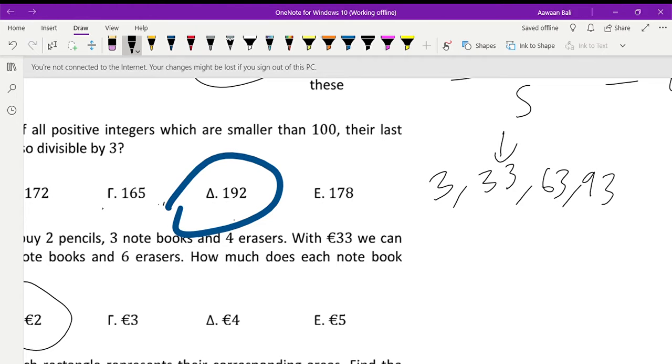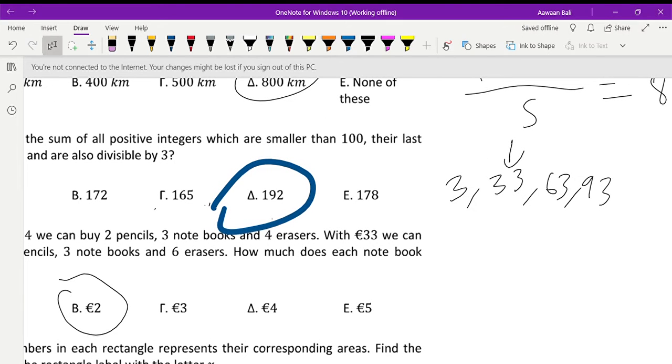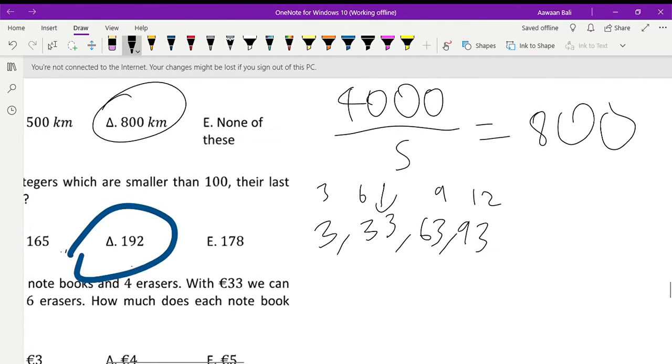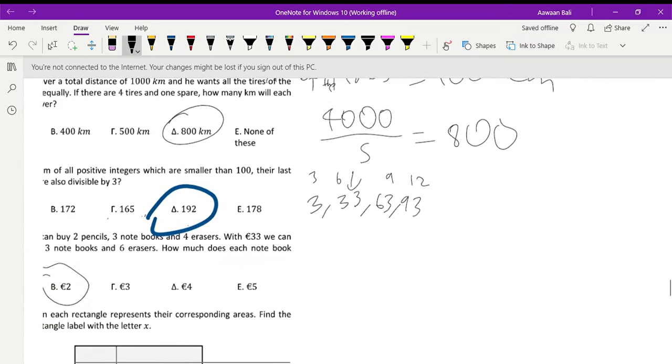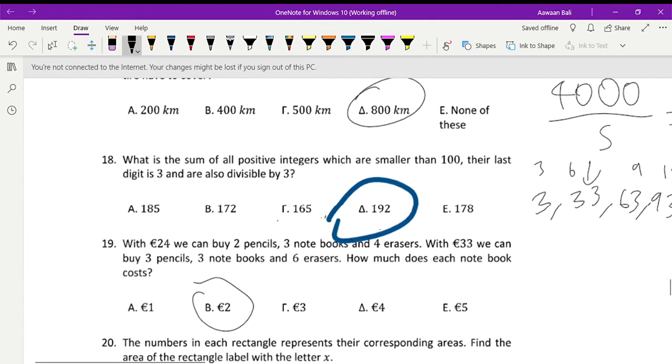Then basically you have to find a pattern between them. So then you have 63 and 93. And since every number which is divisible by 3, the sum of its digits is divisible by 3, we can check 3, 6, 9, 12. These are the sums and they're all divisible by 3, so we know that these are the options. So we can just do 93 plus 63 plus 33. And you get 189, then add that extra 3 there. And you get 192. Therefore the answer is delta.